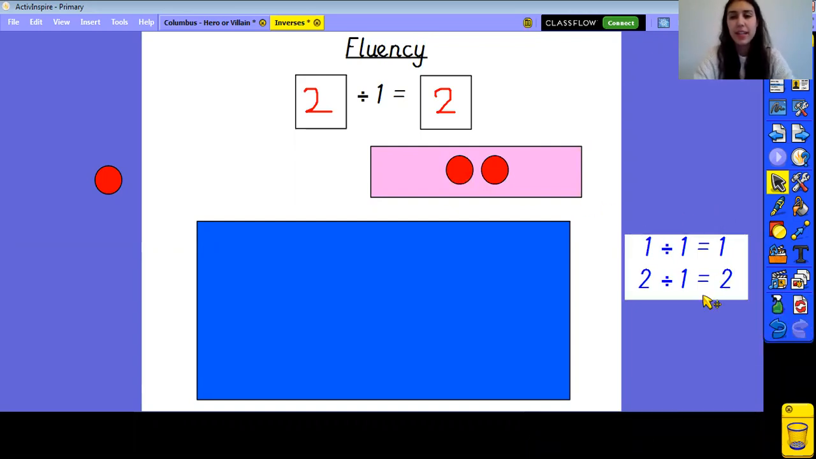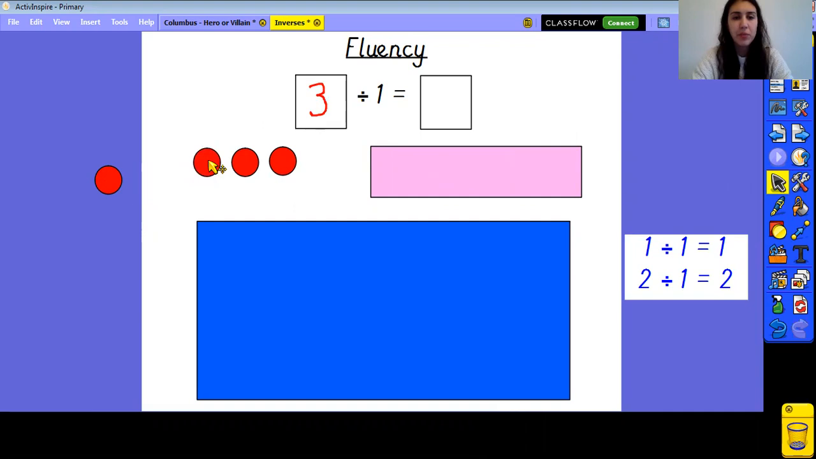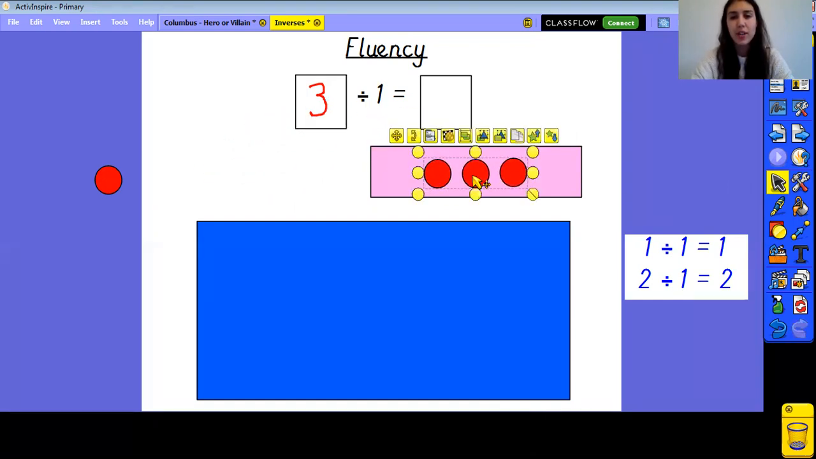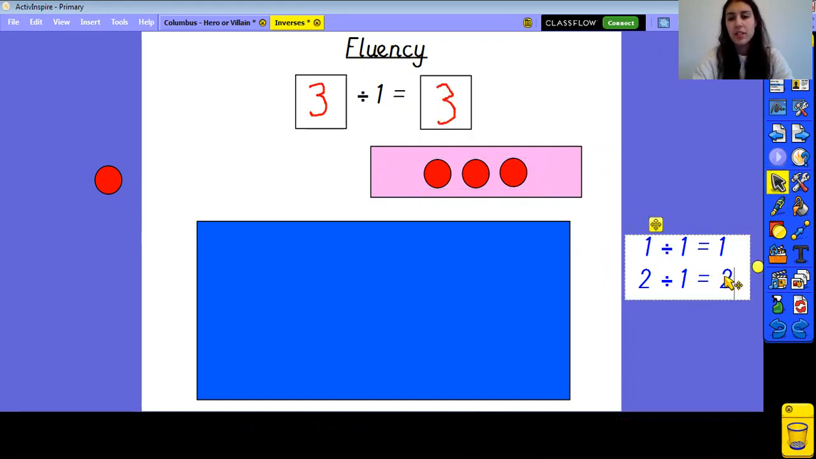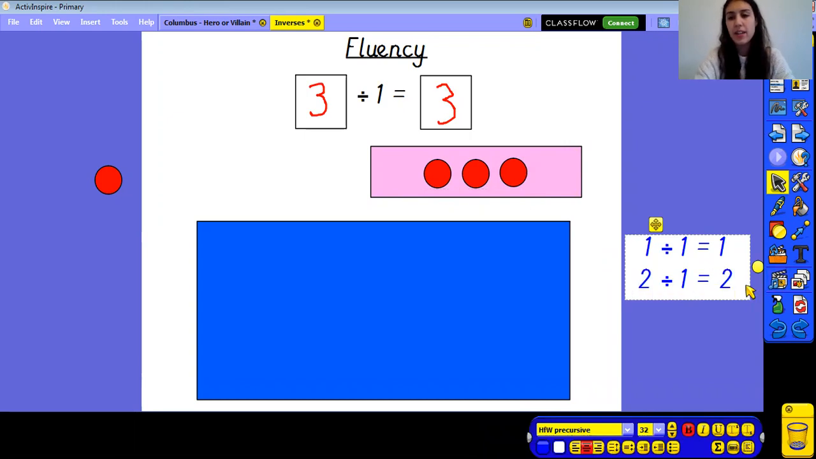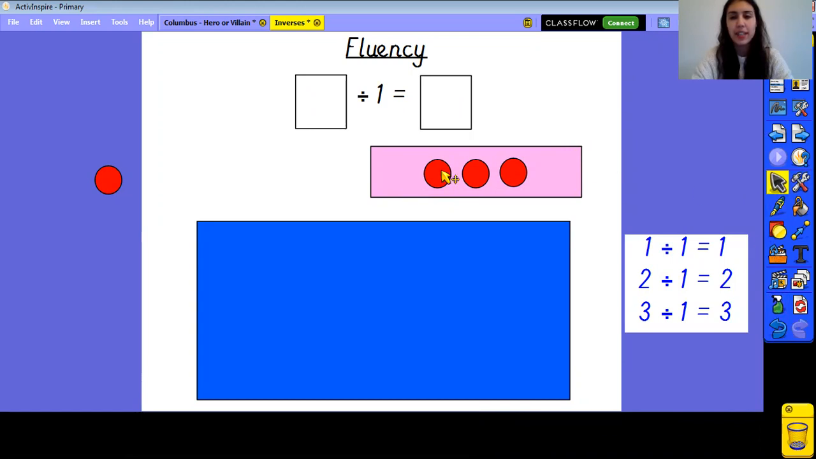So working systematically again, let's try the next number. The next number would be 3. So that means we need to get 3 counters to start with. There we go, 1, 2, 3. And I am sharing those 3 counters into my one group. How many counters are inside the group? 3. Excellent, well done. So let's make a note of that here. That 3 divided by 1 equals 3. Maybe you're starting to notice a pattern already.